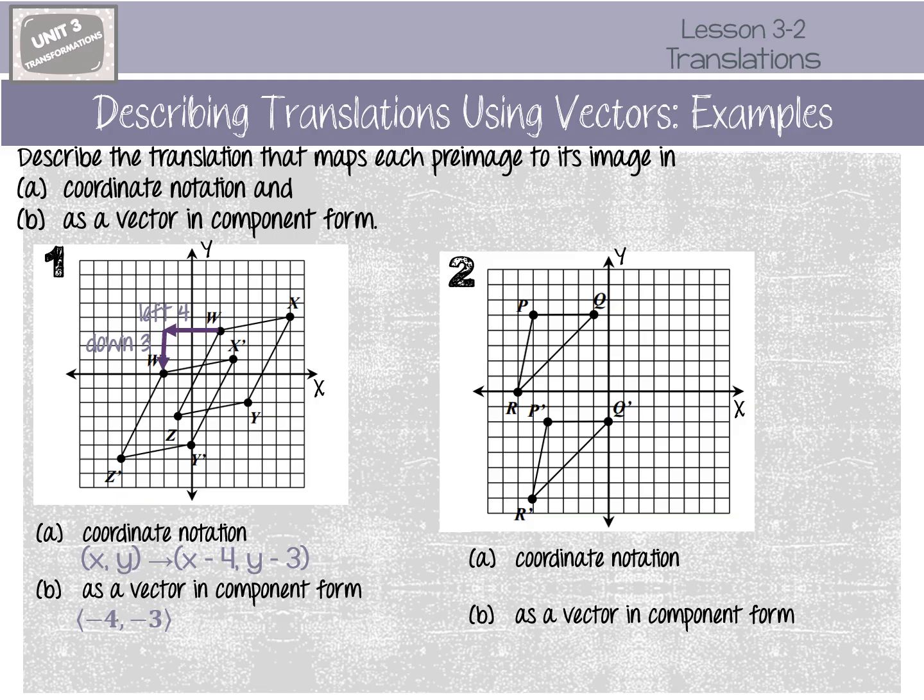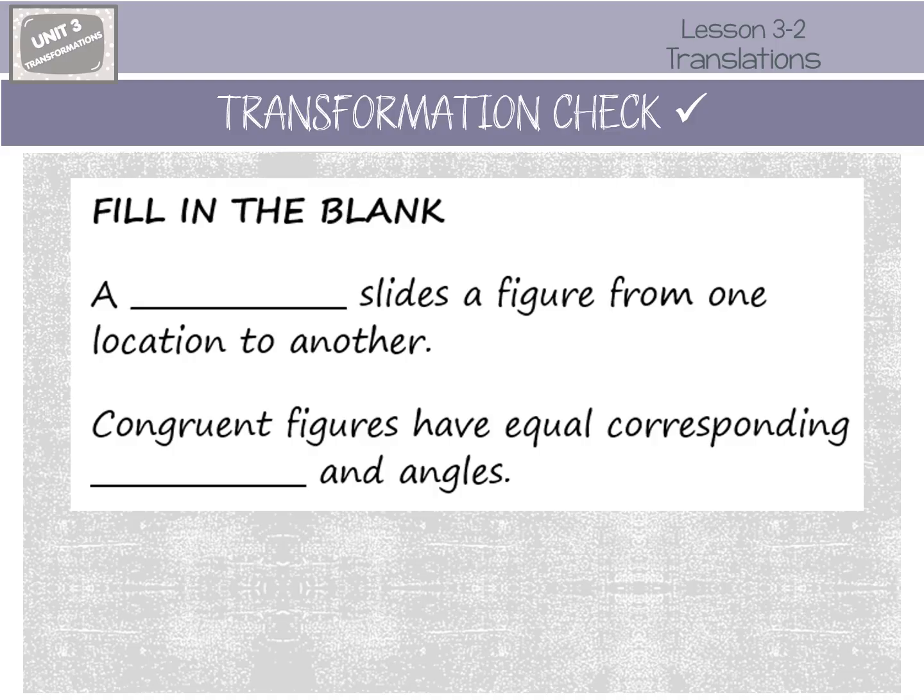Next one, look for your initial point and your terminal point. We are going right 1 and down 7. So coordinate notation takes every point x, y to the point x plus 1, y minus 7. And there it is as a vector. We're going up 1 and left 7. Fill in the blanks. A blank slides a figure from one location to another. Of course, that's translation. Congruent figures have equal corresponding sides and angles.